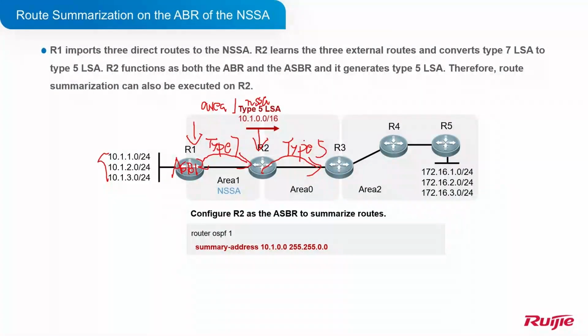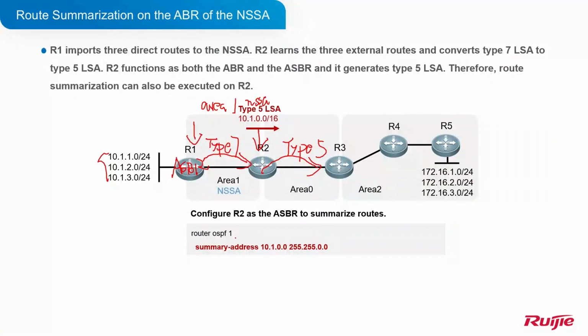So now, if we just transmit the type 5 LSA information, then R3, R4, R5 devices can see the detailed routing entries, right? And now, if we want the other devices to learn just the summary information, we have to do the summarization on R2 device, because the R2 device actually is the ABR device belonging to the NSSA area.